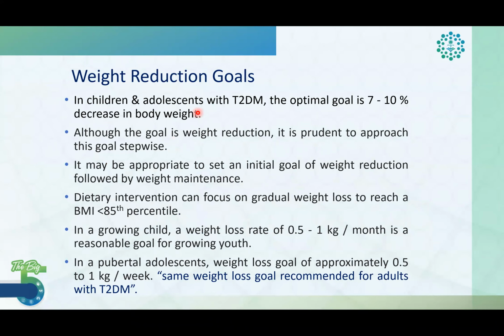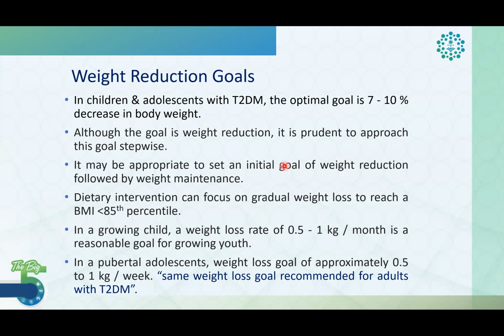In children and adults with type 2 diabetes, the optimal goal is to reduce the weight by 7 to 10%. This is our goal. Although the goal of weight reduction is important, we have to reduce it gradually. We are not in a hurry. We don't like the patient or the child to say, "Wallah, I lost 10 kilos in 1 month." This is not good. We don't want the weight to be reduced dramatically, rapidly. It's stepwise. The most important thing, reduction of weight in children and adolescents should be stepwise.